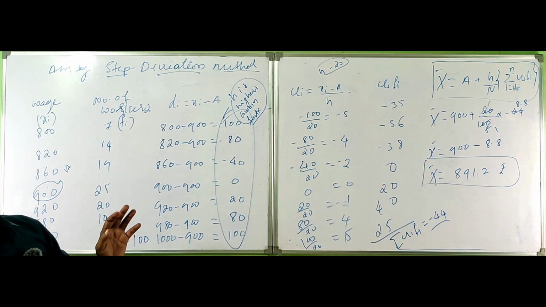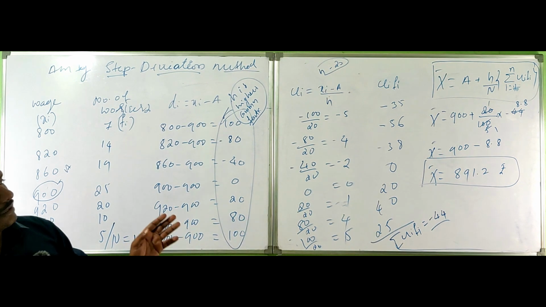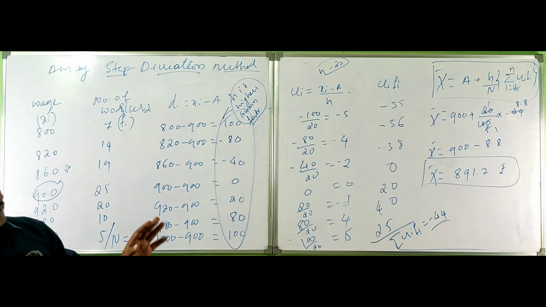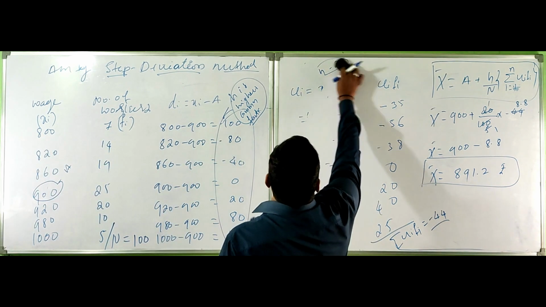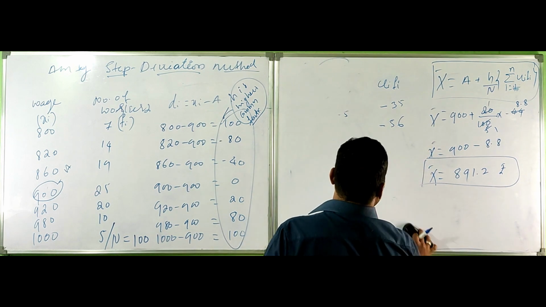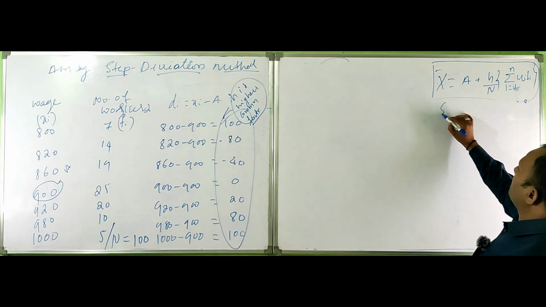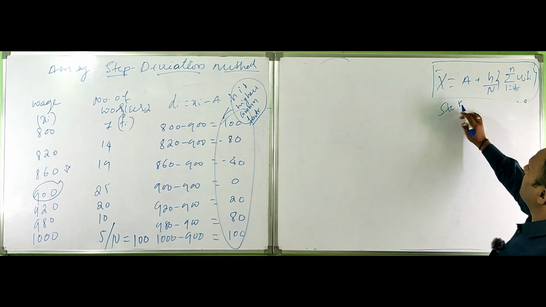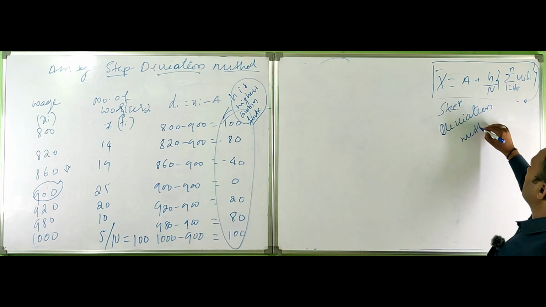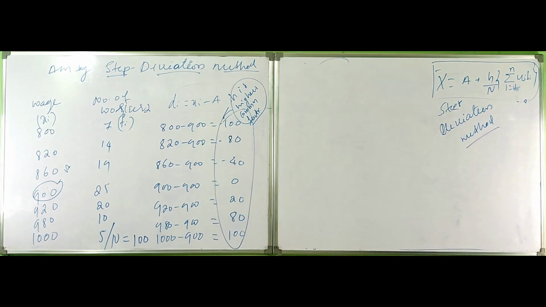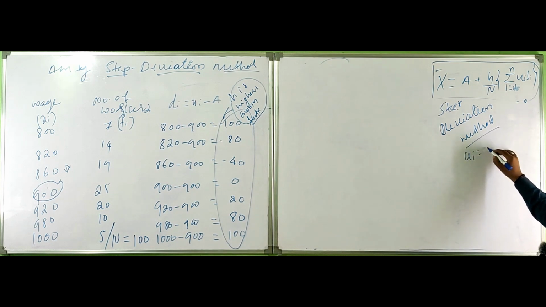In the step deviation method, x bar is equal to a plus h by n into summation of i from 1 to n of ui into fi. This is the step deviation method. What is ui here? ui is equal to di by h, right? What is di? di is xi minus a.